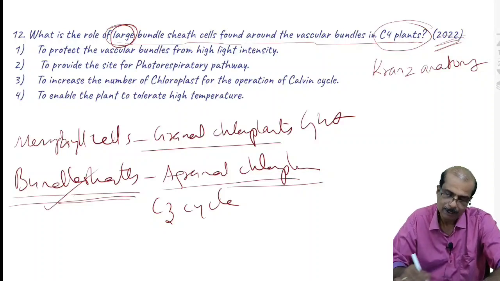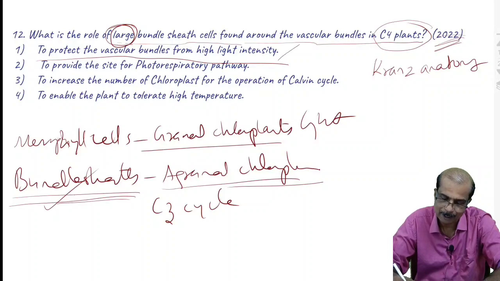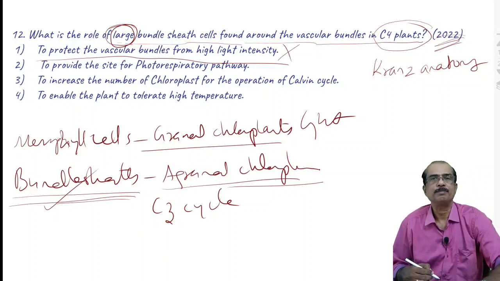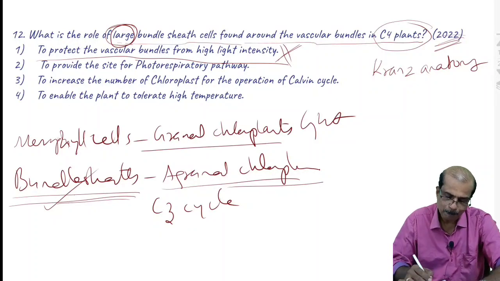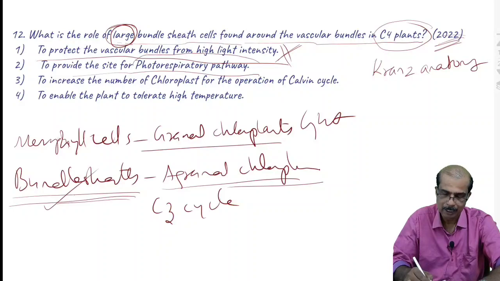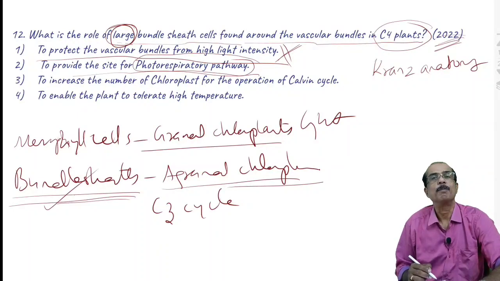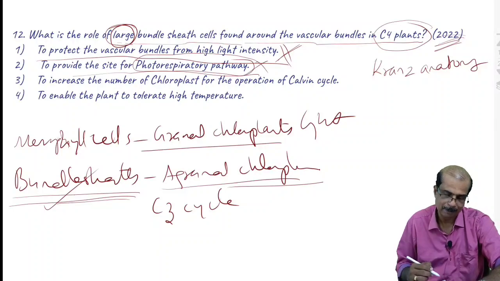The answer: check the options. Option 1, to protect the vascular bundles from high light intensity. It is not the answer. The protection of vascular bundles from light intensity is not the function of bundle sheath cells. Option 2, to provide the site for photorespiratory pathway. The photorespiratory pathway is checked in C4 plants. So the second option will not be the answer.